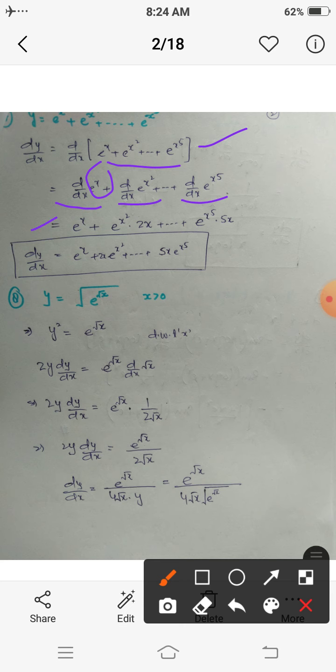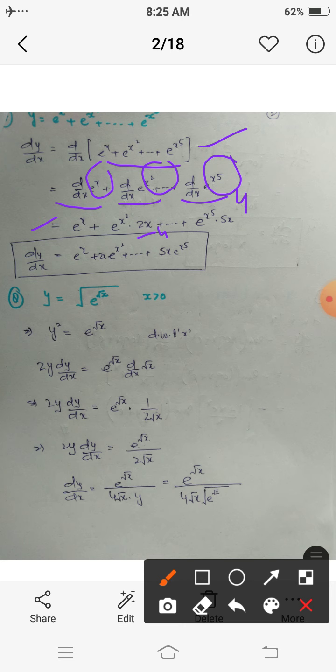Differentiation of e raised to power x square is e raised to power x square. Then we have to differentiate x square. You know that differentiation of x square is 2x. Similarly, up to this e raised to power x^5, its differentiation is e raised to power x^5 into, then we have to differentiate this power. It is x^5, which gives 5x raised to power 4, because differentiation of x raised to power 5 is 5x raised to power 4. Hence, its derivative is e^x plus 2x e^(x square) plus so on to 5x^4 into e raised to power x^5.